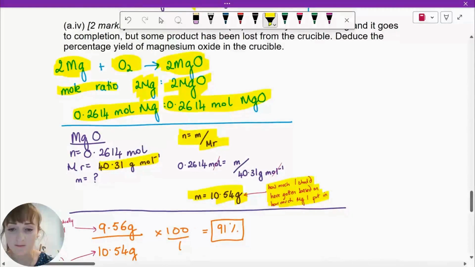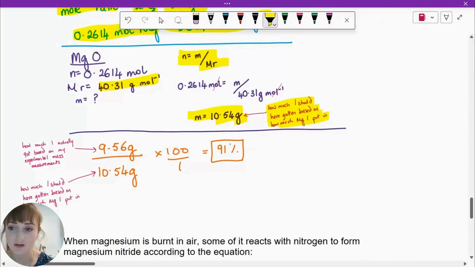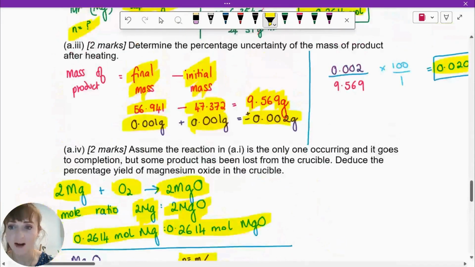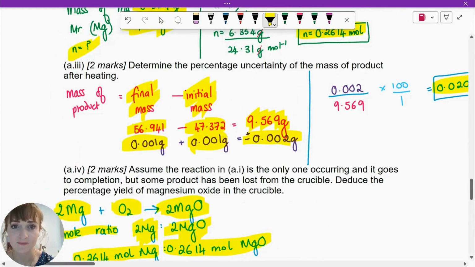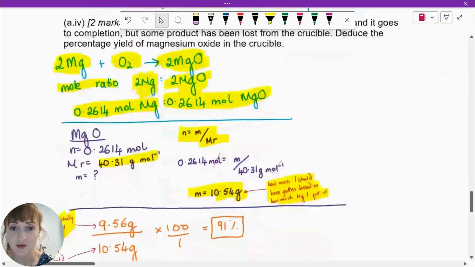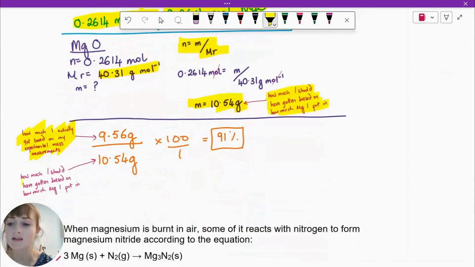So this number represents how much I should have gotten based on how much magnesium I put in at the beginning. So I need to represent this as a percentage. I put how much I actually got based on my experimental measurements, which you worked out as part of the previous question, and I'm going to put that as a percentage over how much I think I should have gotten based on the mass of magnesium that I put in. That works out at being 91%.